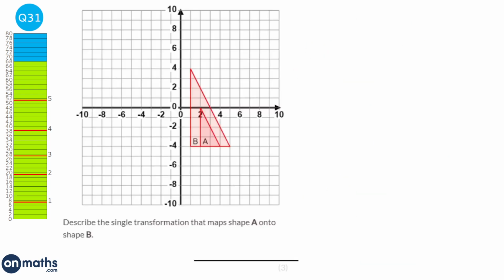So you can see here that the triangle has changed size. So the transformation we're looking at is an enlargement. And we need to find out how much it's changed by, so what the scale factor is.